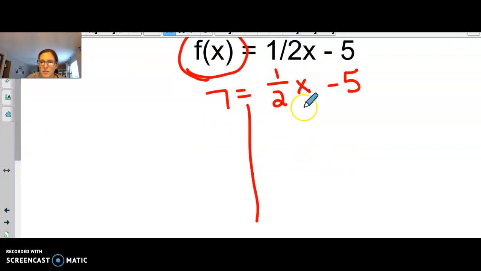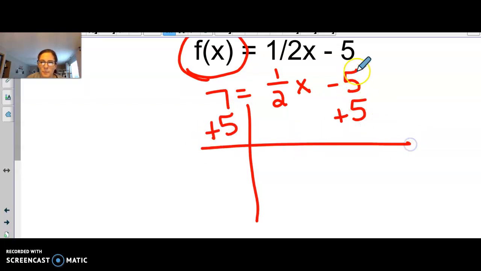If I'm trying to get x by itself, I've got to get rid of this. So how do I get rid of this 5? Okay, we're going to add 5, add 5. Now I have 12 equals 1/2 x. Now remember that when these are next to each other, that means times.